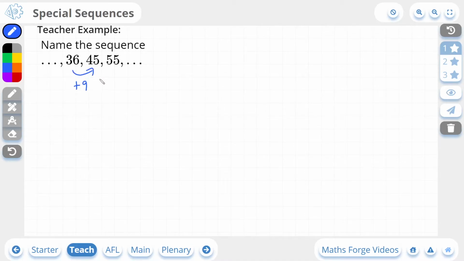From 36 to 45, we add 9. From 45 to 55, we add 10. So you can see the term-to-term rule is increasing by 1 each time. This is definitely the triangular numbers. And if we check our answer, there it is.